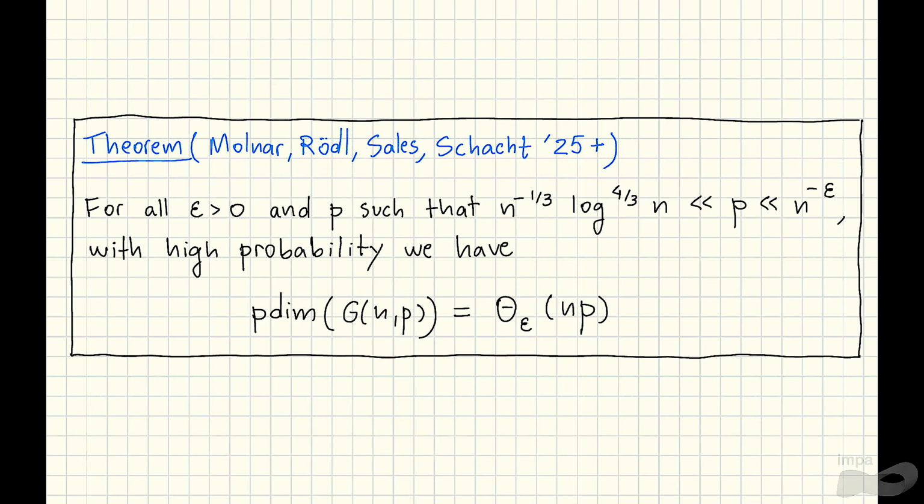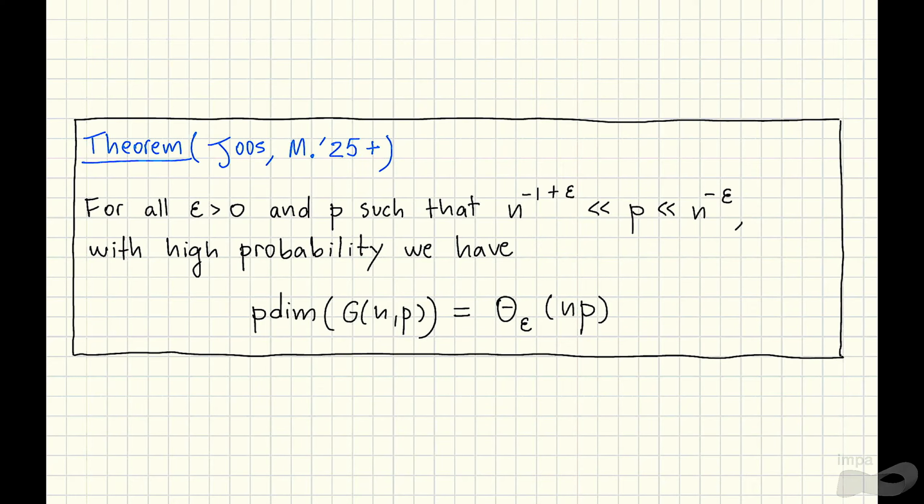So the lower bound was already NP by their result, and they also showed the upper bound for this range. And you can see that you have a lower bound of n to the minus 1/3. It's not clear why this should be the case, why we couldn't extend this for every P. And this is what we did. With Felix, we showed that for every epsilon and P in this range, which is almost the connectivity threshold, with high probability, the Prague dimension is constant times n times P. Is it clear?